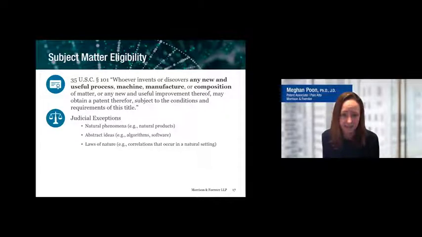So the judicial exceptions are natural phenomena, which includes natural products, and I'll talk more about some specific examples of this as well. Abstract ideas, those include algorithms and software, formulas, that kind of thing. And laws of nature, which are correlations that occur in a natural setting. I'll pause and say here that this is really a US patent law issue. Certain other countries are beginning to develop their own similar laws, but really the most important jurisdiction that has this law is the United States, and it's not nearly as big of an issue in other jurisdictions.